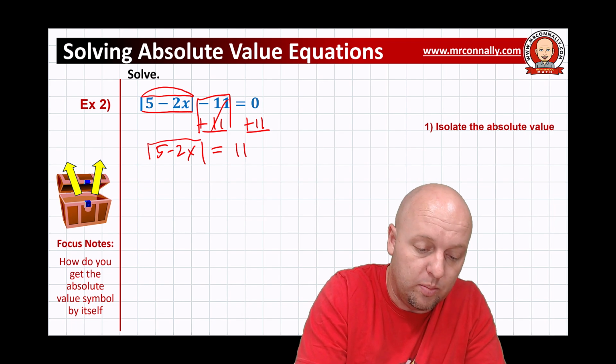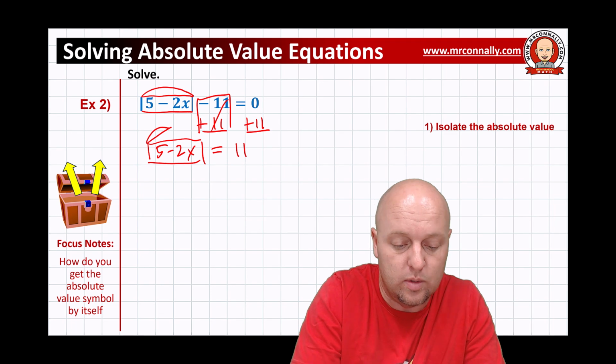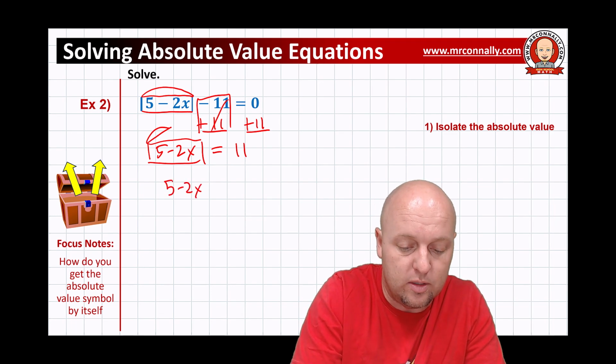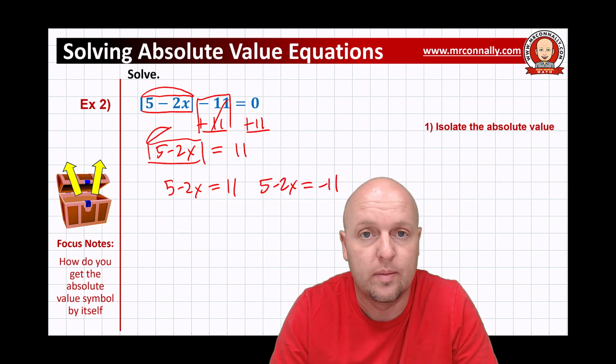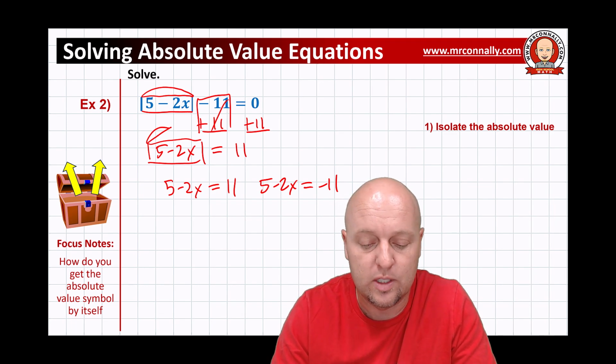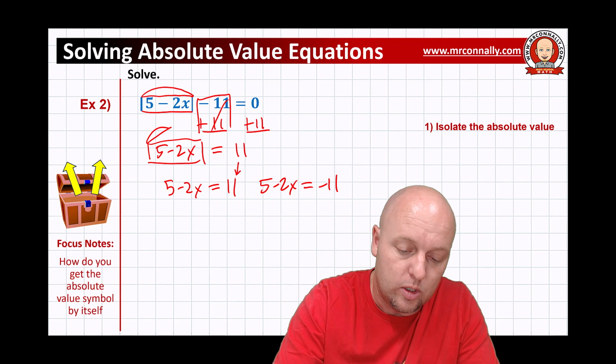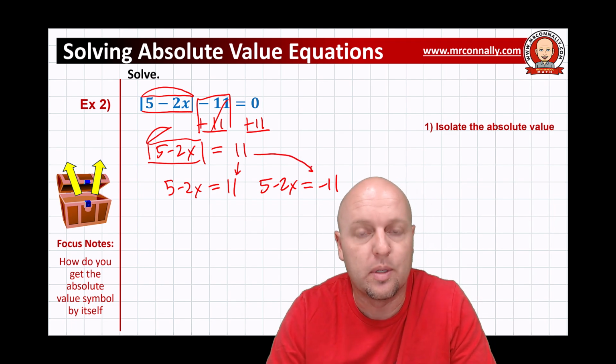So we're going to actually open up our treasure chest and bring out the two equations, which are 5 minus 2x equals 11 and 5 minus 2x equals negative 11. Okay, we can do the opposite of and divide by negative 1 like we did on the previous one, or we can just jump to this step. Okay, and now we just solve both equations.